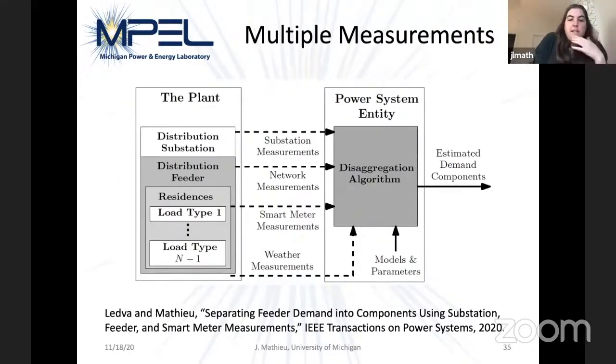So the last piece I'll talk about just very briefly here, because I know we've only got about 20 minutes left, is using multiple measurements. This connects back to what Mario was talking about at the beginning: how can the non-intrusive load monitoring field leverage more things than just measurements within the house? How can you move past the meter to the network and leverage things in the network to do a better job at energy disaggregation?